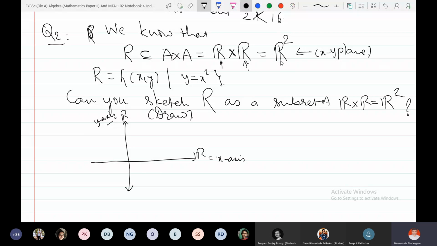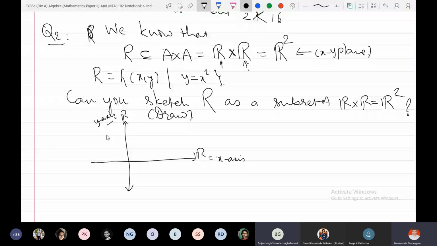This is clear or not? Yes, sir. Very good. Now, what is my relation? Those pairs x comma y for which y is x square. Now this is clear. Can you sketch this relation as a subset of R2? What are the pairs xy for which y is equal to x square? Draw a parabola. Right. Very good.